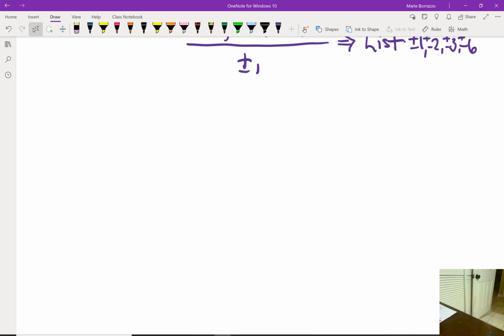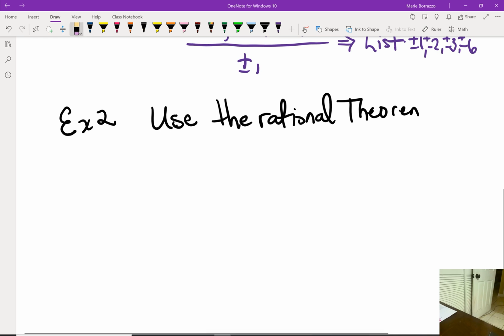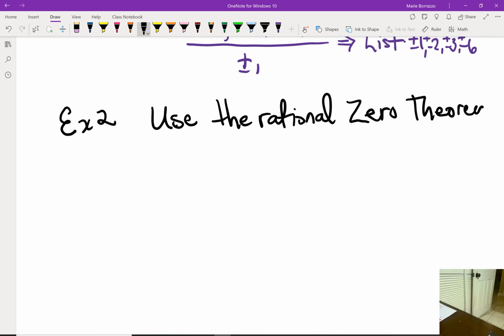In example 2, we're going to do the same thing, but this time, what changes a little bit is we're going to use the rational zero theorem. Okay, so rational zero theorem, we're going to list all possible rational zeros. So let me write that down because I don't want you to forget.